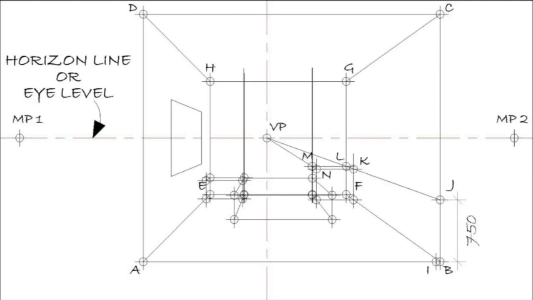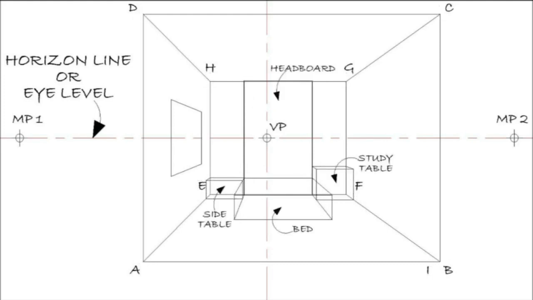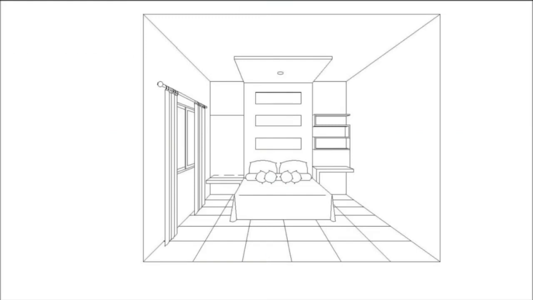Now for the height of the study table, we take point J at 750 from B, join J to VP to get K and L, take a horizontal at L to get M, join M to the VP and extend ahead to get N. This completes the basic box structure of the side table, bed and study table. For the headboard, join J to VP, extend ahead to get K, draw a horizontal at K to get L. This completes the basic box structure of the bed, bedside table, study table and the headboard. Working along the same principles that we did till now, work on the design of each of the units and finish off the perspective.